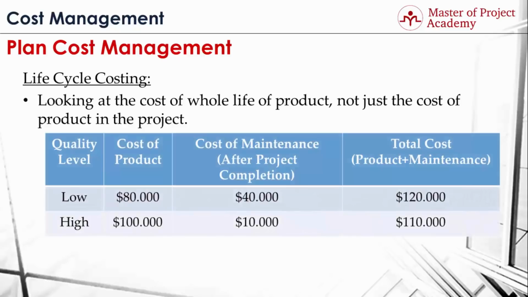There are two options for pressing machine: low quality and high quality. Low quality pressing machine is $80,000, but it is expected to pay around $40,000 afterwards during maintenance in the next years, so the total lifecycle cost is $120,000 for a low quality pressing machine. A high quality pressing machine is $100,000, and expected maintenance cost for the next years is $10,000. So in total, lifecycle cost of the high quality pressing machine is $110,000.